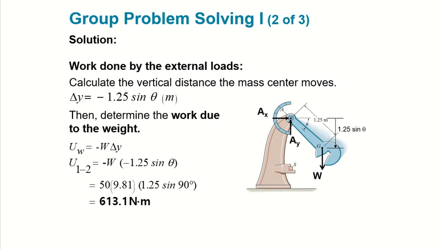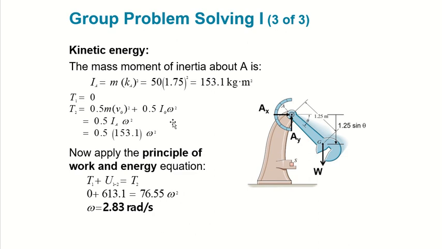All right. The kinetic energy part we're going to get into. We'll take our moment, which is the mass moment of inertia, this little I right there, and it's about this point A. So you have your mass, you have your K, and that's your radius of gyration given to you in the problem.